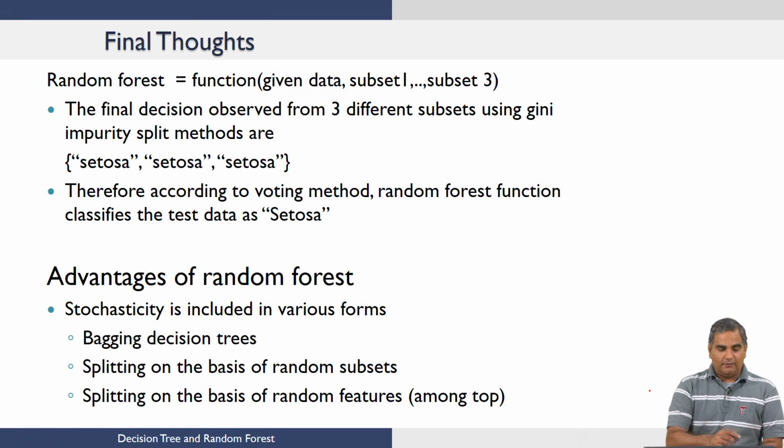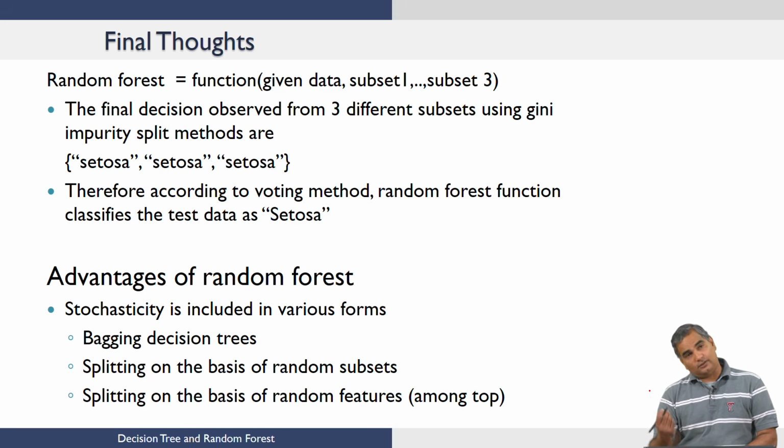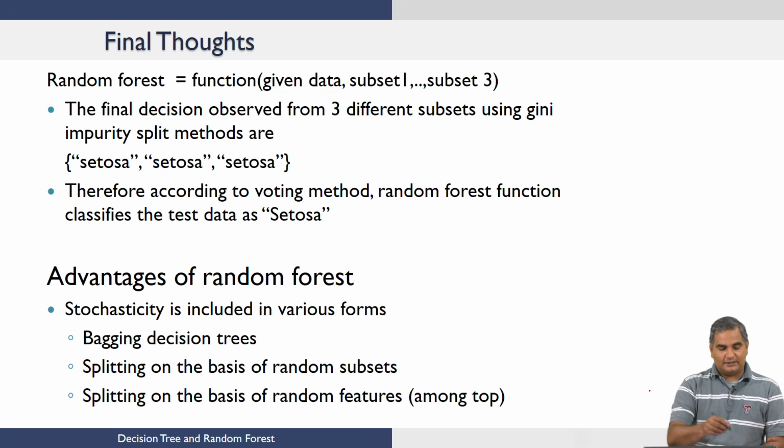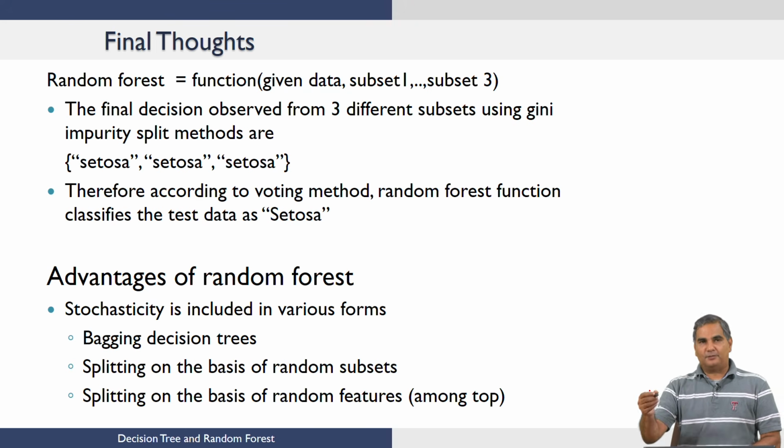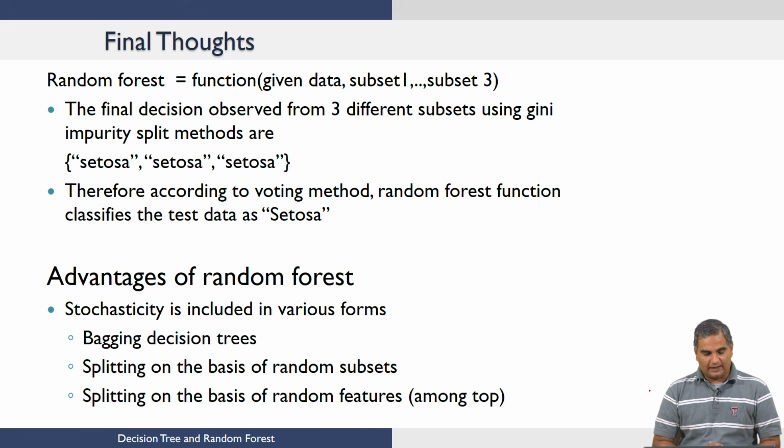Now, if 2 of them had said setosa and 1 is virginica, the solution is still setosa. So, basically that is what is called majority. Now, if one says setosa, one says virginica and one says versicolor, there is a problem. You have to break the tie somehow and then give a solution. But in general, when you have multiple trees, you would hope that there will be some consensus among all of these 3 solutions, and you say that solution is the solution for the random forest.